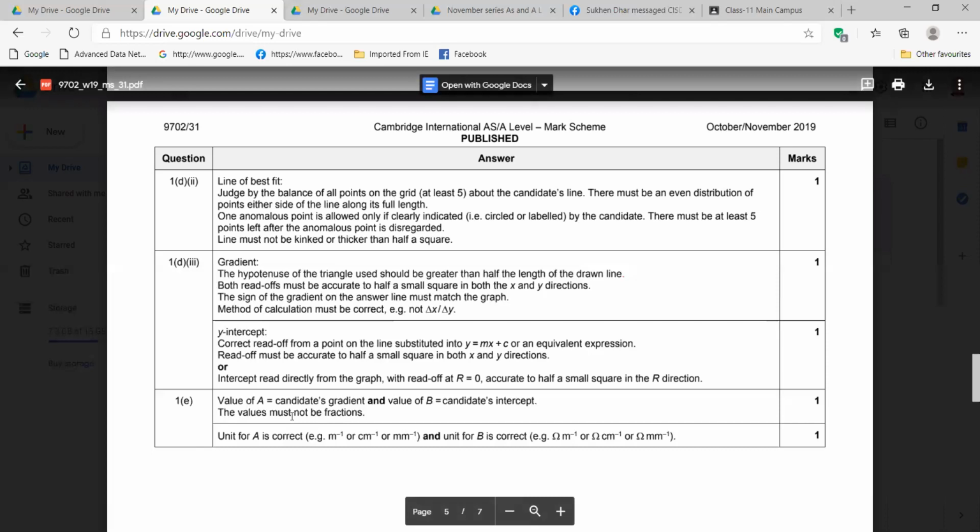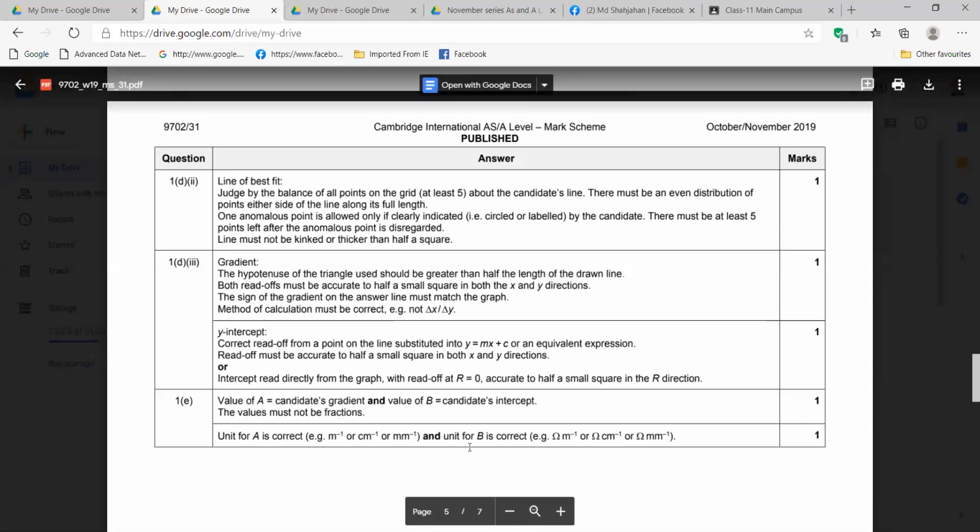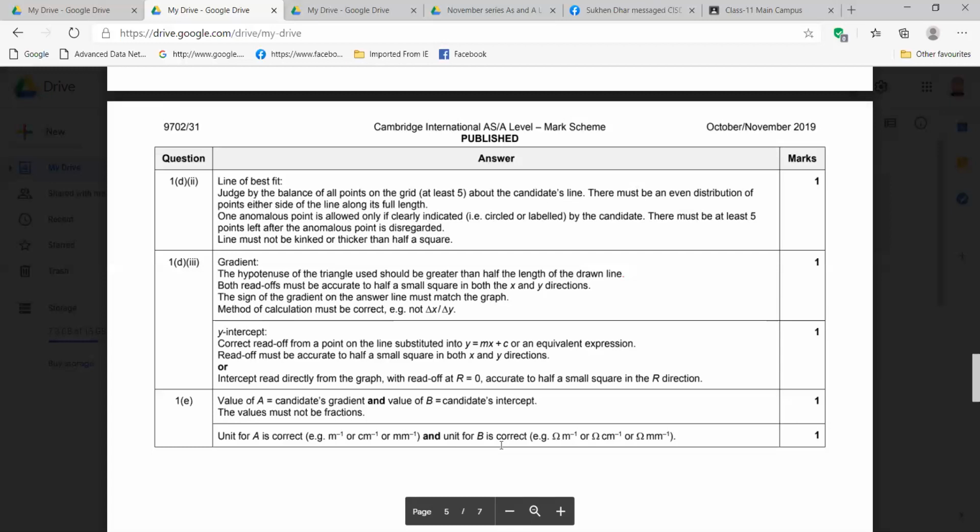1e. Value of A is equal to candidate's gradient and value of B is equal to candidate's intercept. The values must not be fractions. Then unit for A is correct. Example, meter inverse or centimeter inverse or millimeter inverse. And unit for B is correct. Example, ohm per meter, ohm per centimeter or ohm per millimeter.